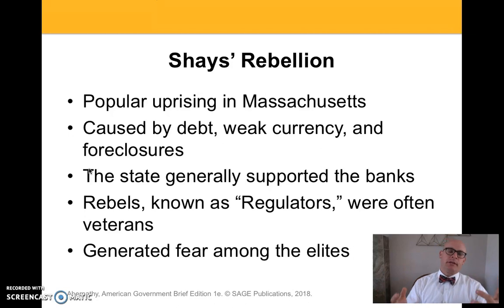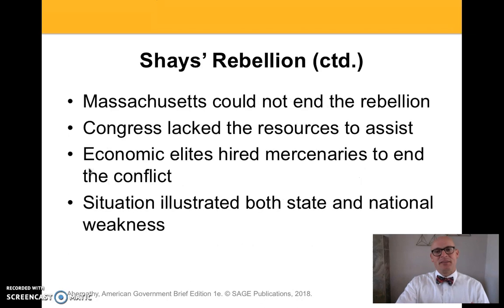All these farmers who are going to now become non-citizens or non-voting citizens, and maybe they're still citizens, but still non-voting, lose their farms and their way to sustain themselves. They all rebelled in Shays' Rebellion. And the elites wanted to push down this popular revolt. And they were unable to really deal with it. Massachusetts in itself couldn't end the rebellion.